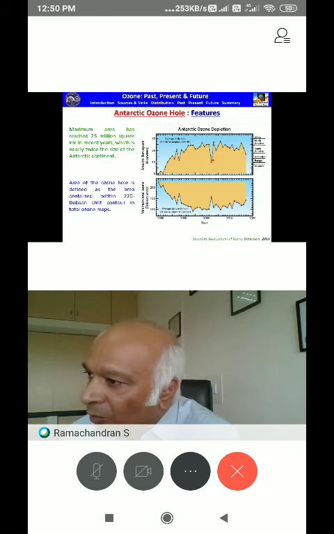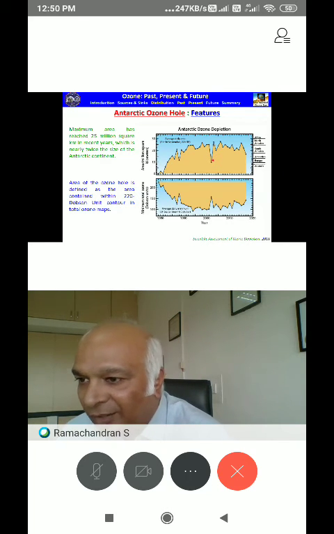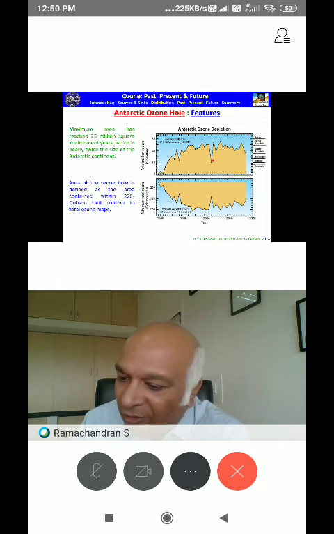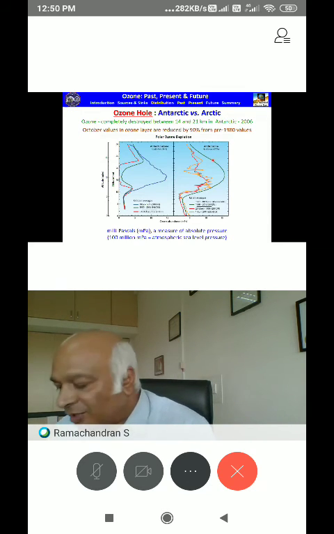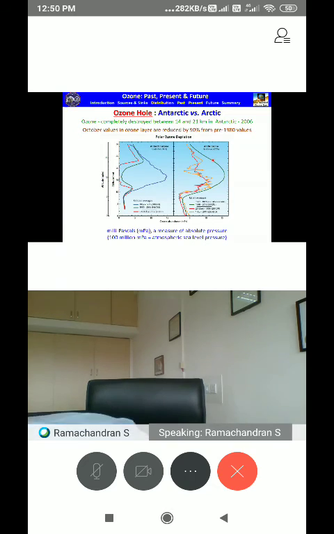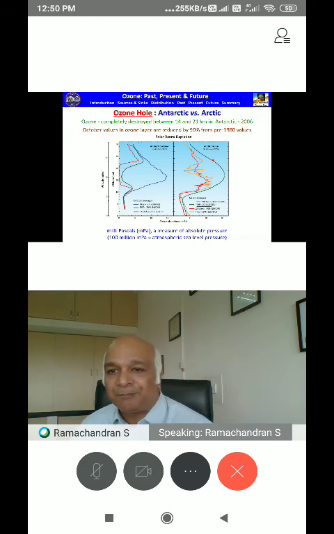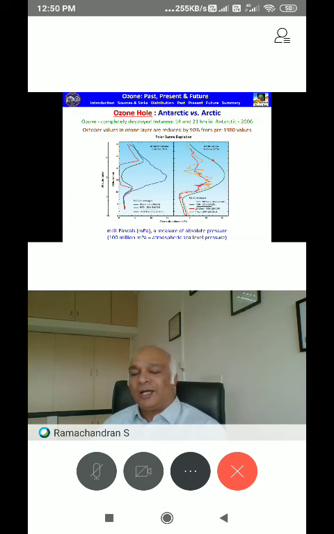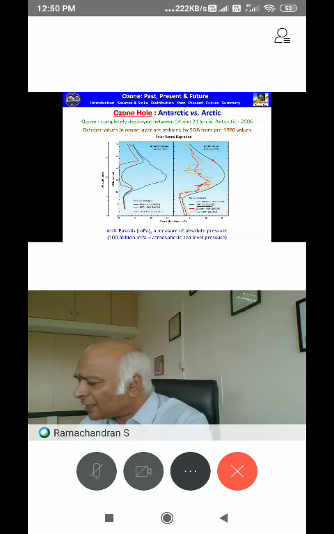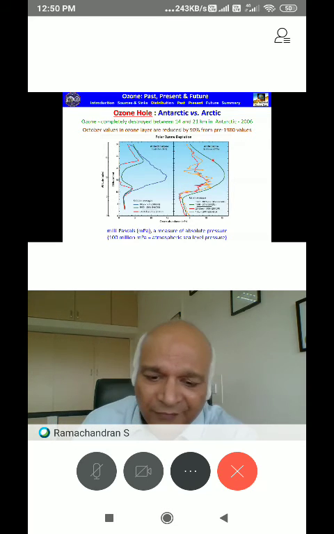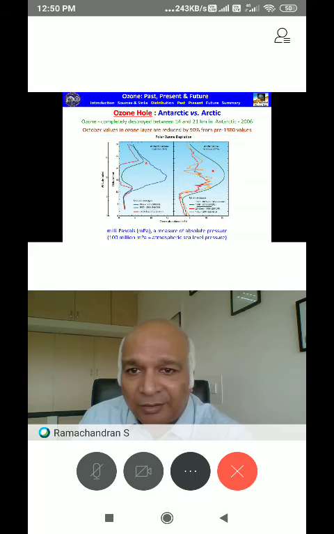It is when the ozone concentration in Dobson units is lower than 220 that it is actually called the ozone hole. Now, the immediate question is, we talked about the Antarctic, and we also said that it happens in the Arctic also. So, is there a comparison? Is the same thing happening in the Arctic?